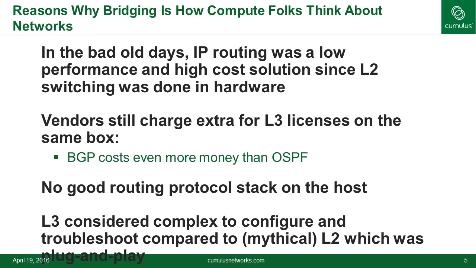Why is it that people look at bridging so much, and why has layer 3 not been considered in many situations? In the bad old days, IP routing was a low performance and high cost solution because that required expensive routers. If you think about today's world, what you pay for edge routers such as ASR, ISR, compared to what you would pay for a data center router is the kind of difference between an L2 switch and what you had to pay for an IP router in the past. And because the IP routers were using packet forwarding in software rather than hardware, they were also slow and incurred extra latency.